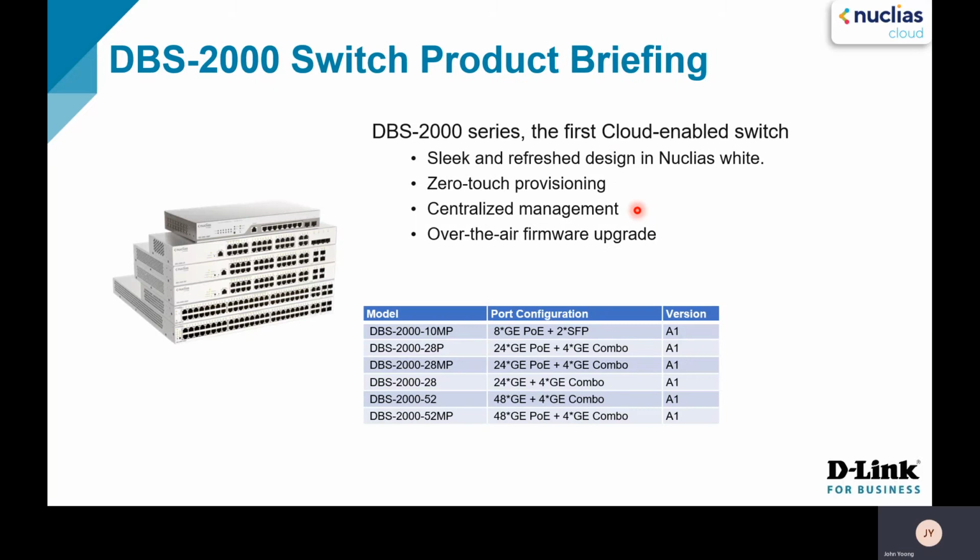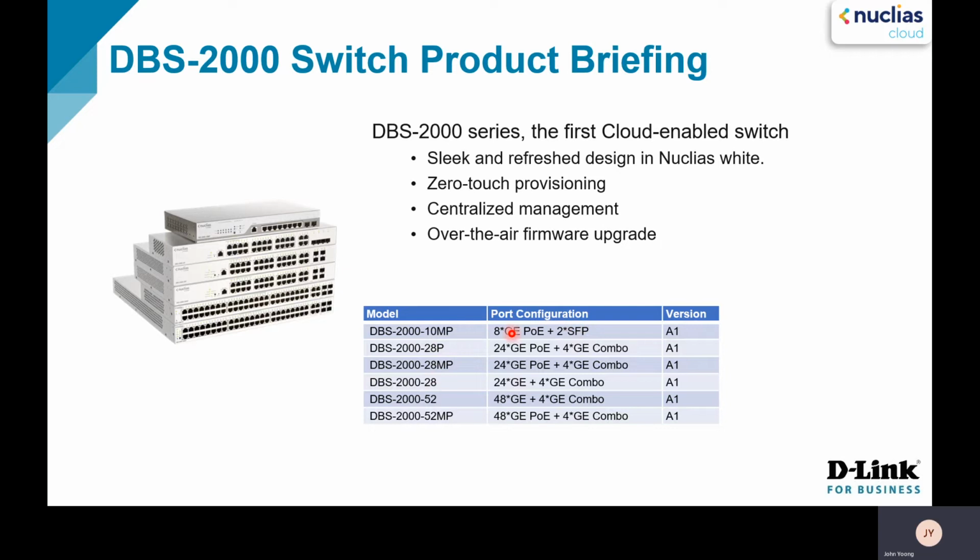So next we have our switch. It's called a DBS 2000, our layer 2 switch. We have the 10 port up to 52 port. Those that you see with MP are PoE, and MP supports a higher PoE budget.